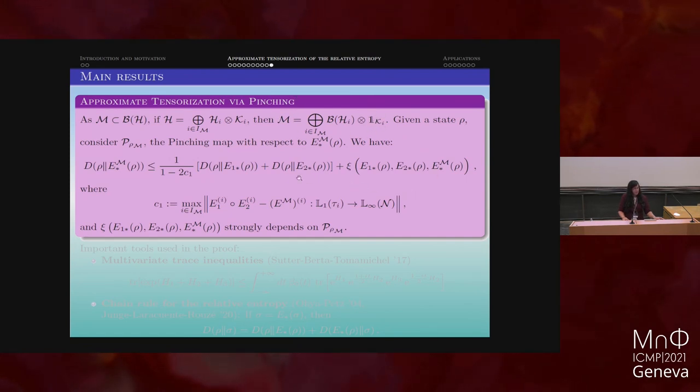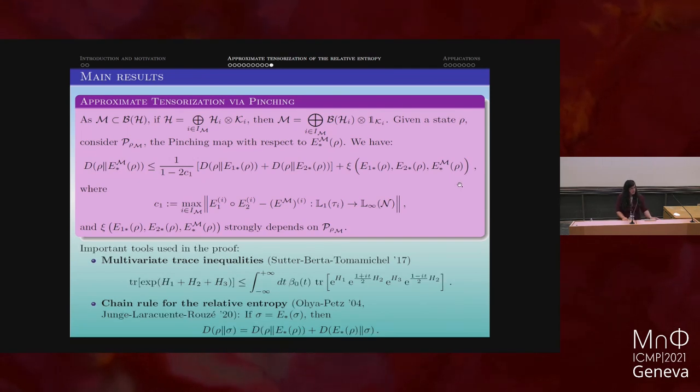And then what we have to consider now is a multiplicative term that is similar to the one that we had before, but now we take the maximum of the norm of the differences of these conditional expectations in each of the blocks. Once we have that, we can prove an inequality of this form, where the additive term strongly depends on this pinching map, but I'm not going to go into detail. I'm just going to say that the main tools that we use in this proof are the multivariate trace inequalities that appeared in 2017, which are extremely useful for many purposes, and the chain rule for the relative entropy, which I want to highlight because we can only prove it for the moment for the relative entropy, and actually it's conjectured that it's the only entropic quantity for which it holds.